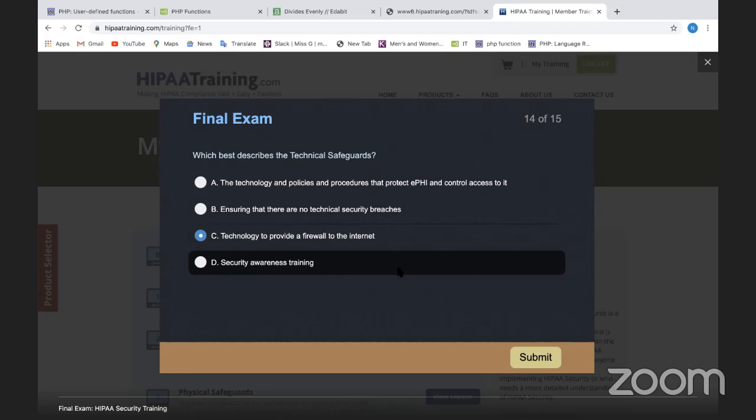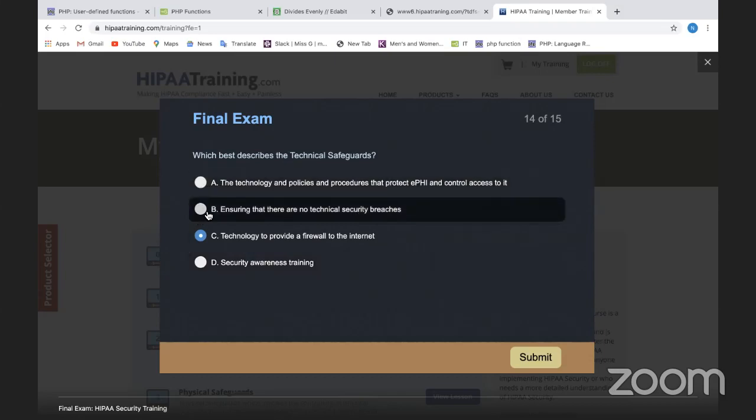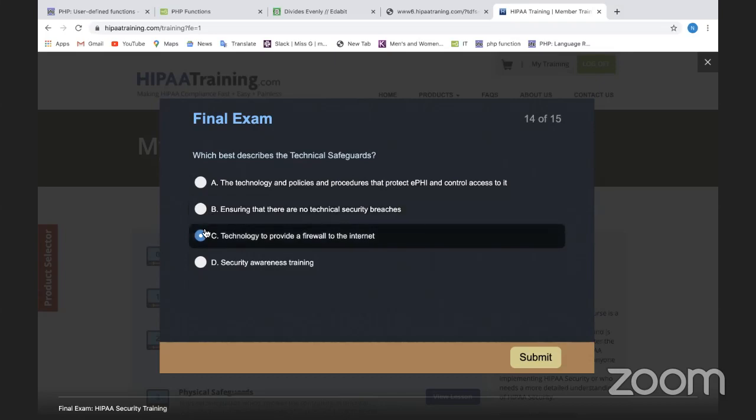Technical policy and procedure that protect controlled access to it. Technology and policies, technical safeguard, right? Ensuring that no technical security breaches. Which describe the technical safeguards? Security awareness training.